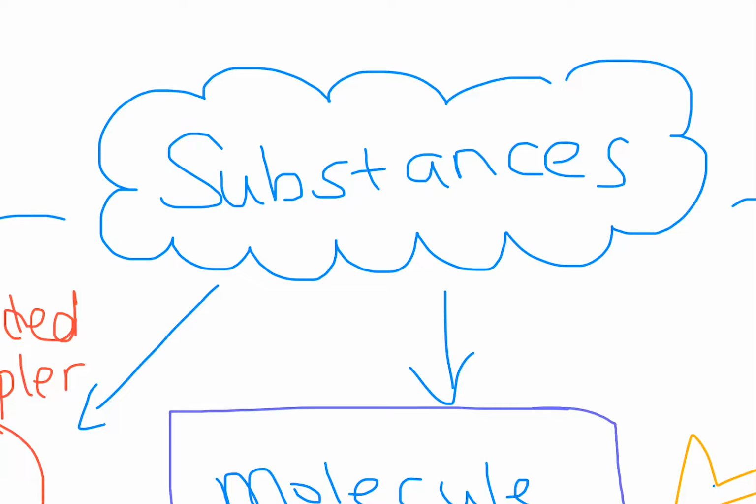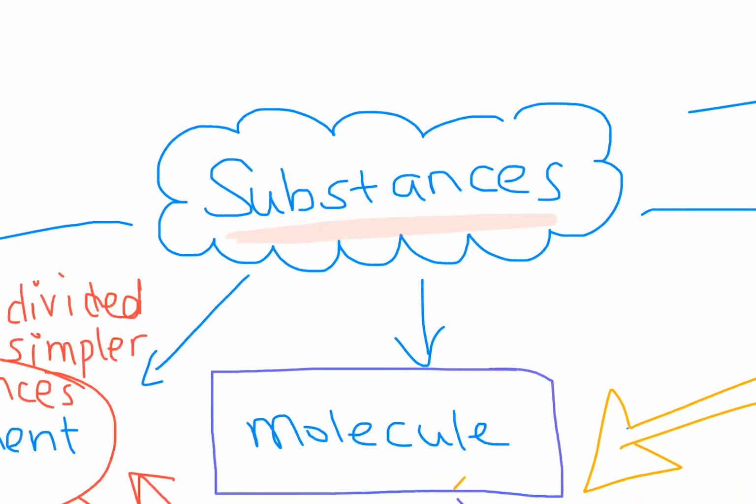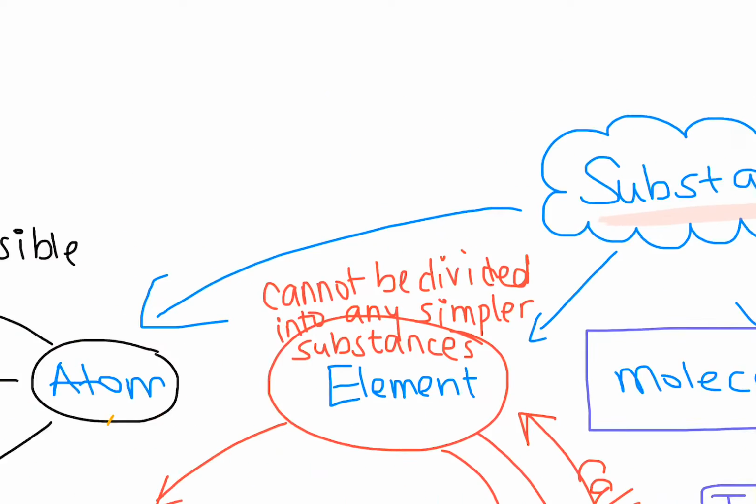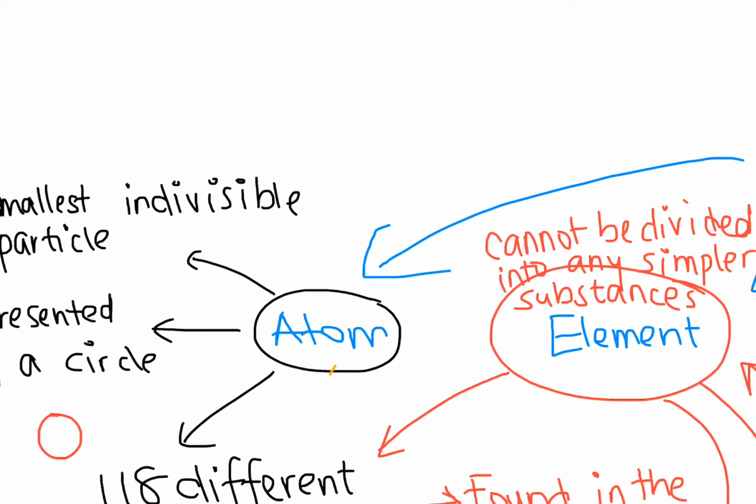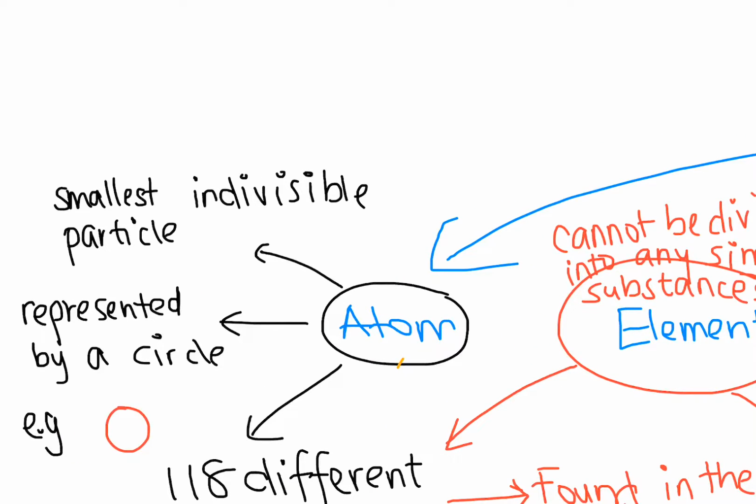Hi everyone, so in this video we're going to recap a bit what we did in the previous classes. So we're going to talk about substances and how substances are broken down into different categories. So the first category of substances is an atom. So an atom is the smallest indivisible particle.